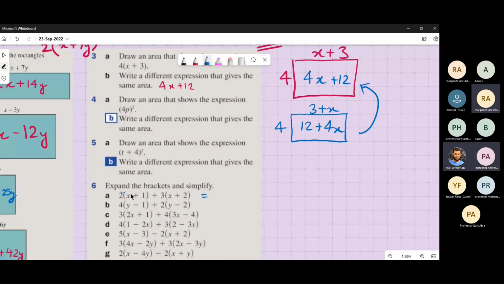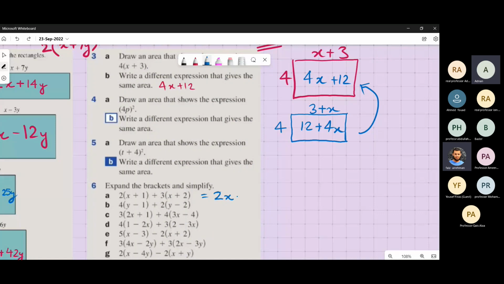Now, 2 times x, you will get 2x. Just focus on this rectangle. Forget whatever is in front, otherwise you will get confused. When you solve the first bracket, forget the second bracket. And when you solve the second bracket, forget the first bracket. Then add them together. So, what will we get?